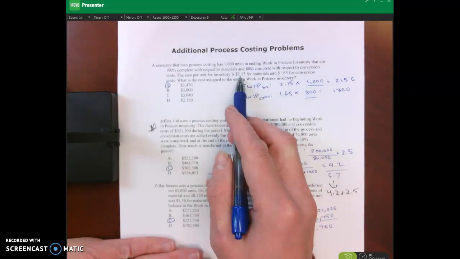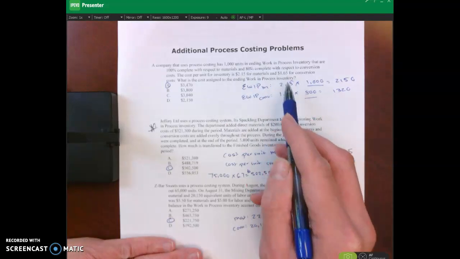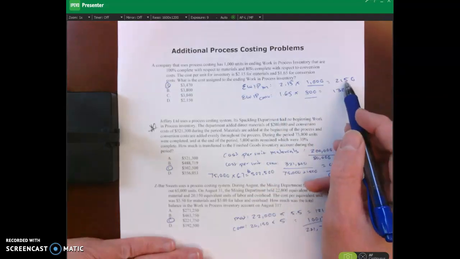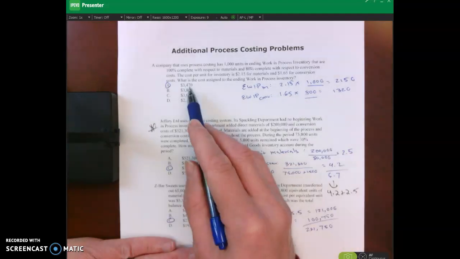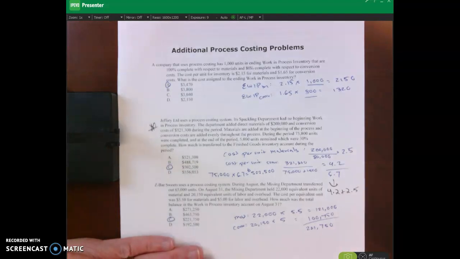Then we're given our cost per unit for materials, $2.15, and our cost per unit for conversion, $1.65. You multiply those two. This is the cost of ending WIP with respect to materials, and the cost of ending WIP with respect to conversion. You add the two together, and $3,470 is the right answer.